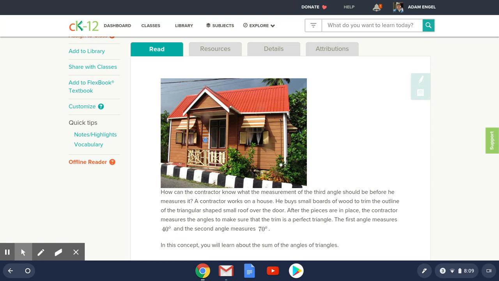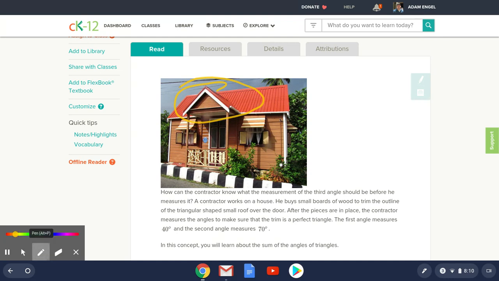So let's begin here. How can the contractor know what measurement of the third angle should be before he measures it? A contractor works on a house. He buys small boards of wood to trim the outline of the triangular-shaped small roof over the door. So he's working right now on this. After the pieces are in place, the contractor measures the angles to make sure that the trim is at a perfect angle. The first angle measures 40 degrees and the second angle measures 70 degrees.